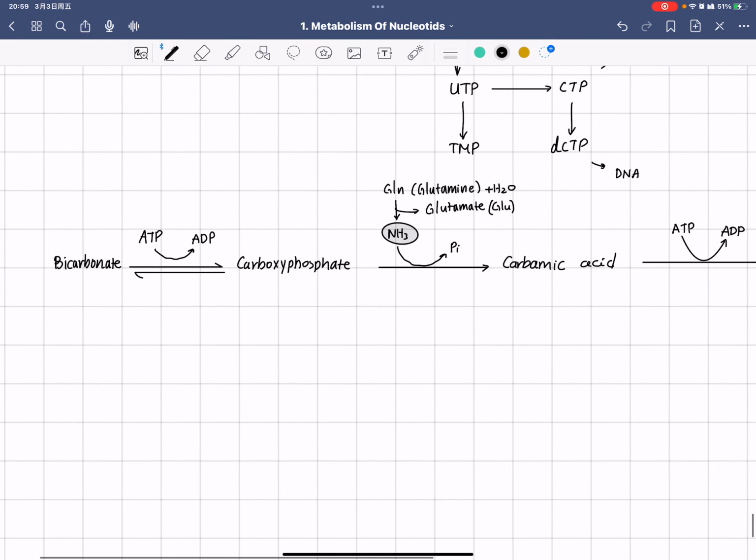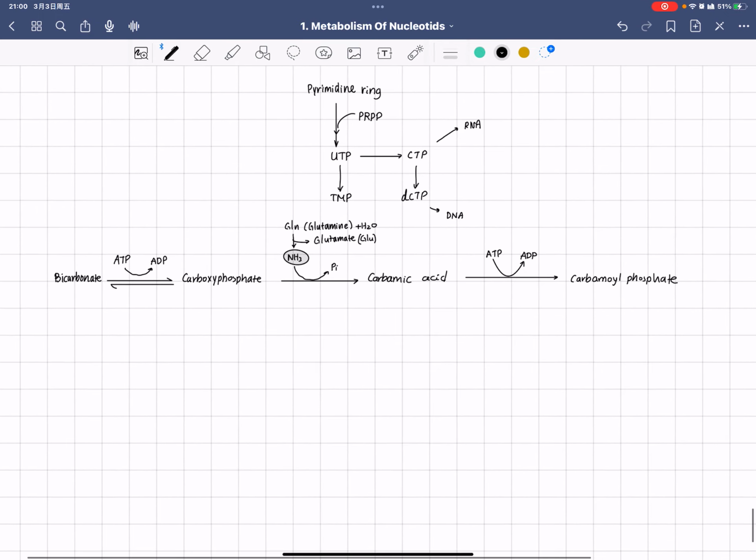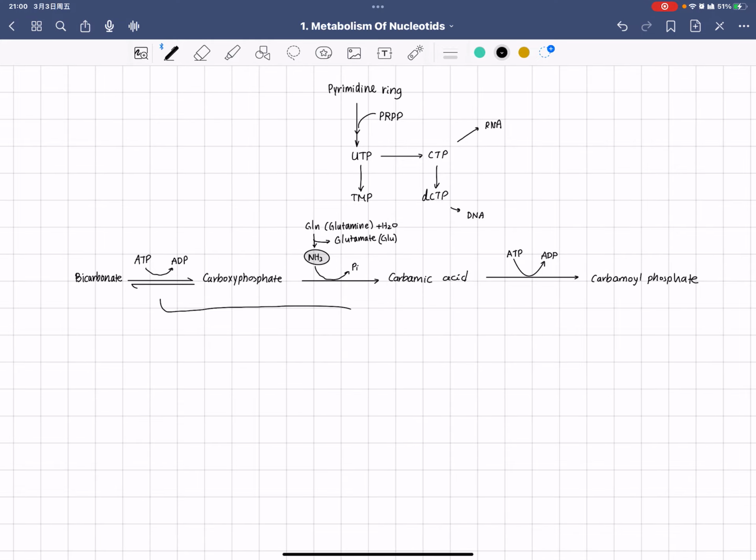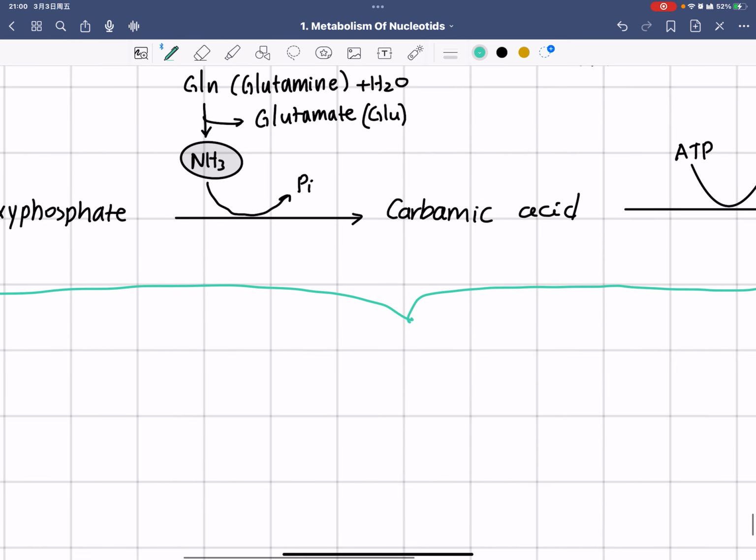Here, I didn't write any enzyme names. You know why? It's because we only have one enzyme to perform this process. It's called the CPS2 enzyme.